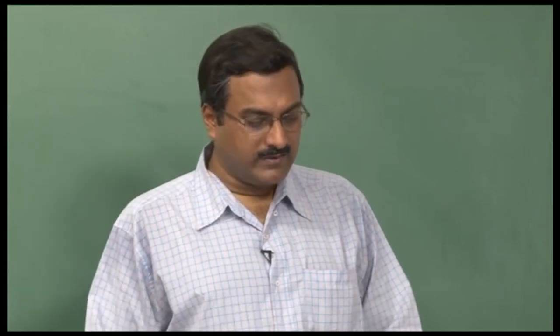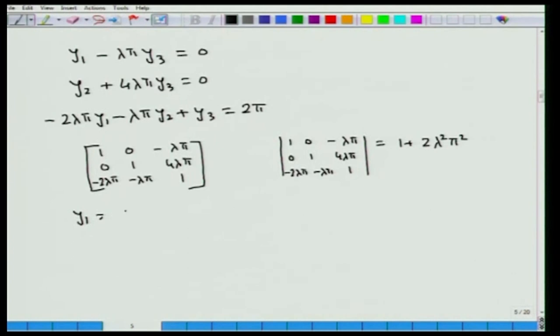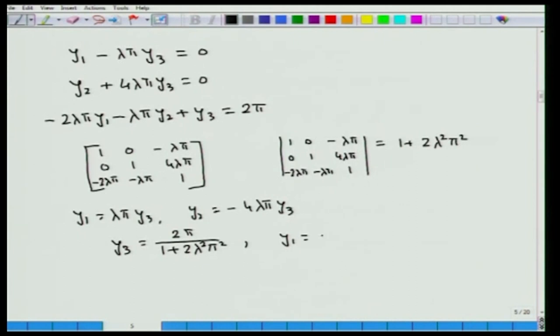Now, without going towards the matrix inversion method or Cramer's rule to solve the system of linear equations, directly from this equation you can find y 1, that is equal to lambda pi y 3 and y 2, this is equal to minus 4 lambda pi y 3, and substituting these two expressions in the third equation, we can then solve for y 3, and solving we get y 3 equal to 2 pi divided by 1 plus 2 lambda square pi square. So, with this y 3, immediately we can find y 1, this is equal to 2 pi square lambda divided by 1 plus 2 lambda square pi square, and y 2, this is equal to minus 8 pi square lambda divided by 1 plus 2 lambda square pi square.